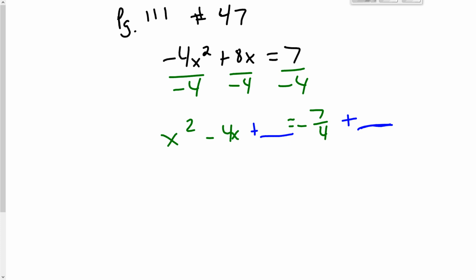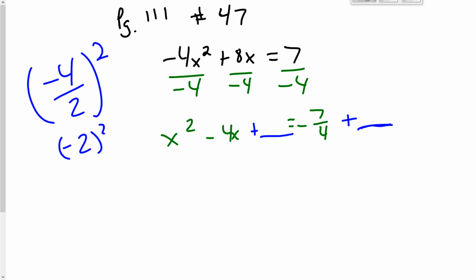We find the new c by taking our b, dividing it by 2, and then squaring it. My b divided by 2 is negative 2, and negative 2 squared is 4. So we're going to add 4 to this side and add it to here. When I add to the right side, I need a common denominator, so I'm going to turn this 4 into 16 over 4. Now I can add like terms. Negative 7 plus 16 is a positive 9 over 4. And this side is x squared minus 4x plus 4.